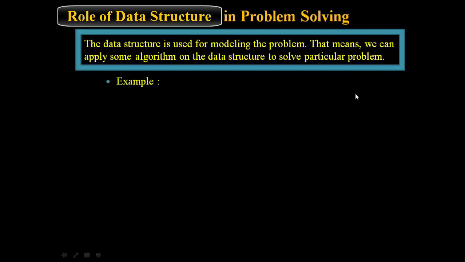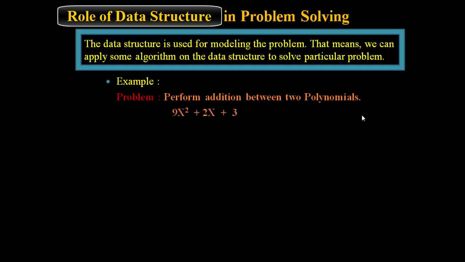Just take one example so that you can easily understand. Suppose the problem is to perform addition between two polynomials. If you want to perform addition between these two polynomials in any programming language, how can we find the solution? Suppose this is our first polynomial, 9x square plus 2x plus 3. The second polynomial is 2x square plus 8x plus 5. Now the problem is to find the addition between these two polynomials, and the answer is 11x square plus 10x plus 8. This is the answer that we need to identify.